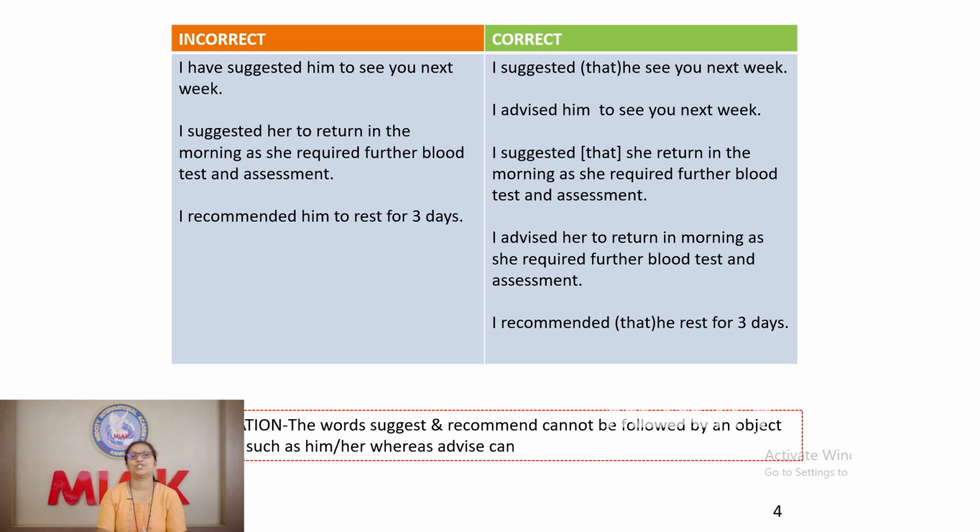This is the explanation. The words suggest and recommend cannot be followed by an object pronoun such as him or her, whereas advise can. So saying we suggested him or recommended him is wrong. But we can say advised her or advised him. So now if you look at the correct usages once more, you'll get an idea.